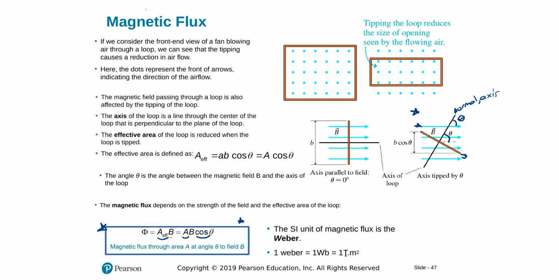And that's how we calculate the magnetic flux. The unit of it is Tesla times meter squared. Magnetic field unit is Tesla, of course, and area in SI unit would be meter squared, and there is a special name for it called Weber.